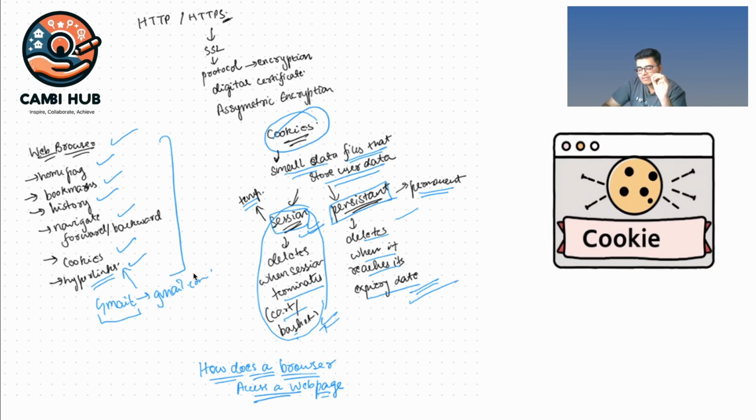Before we move on to cookies, let's focus on some of the features of a web browser. Obviously we all use web browsers: Chrome, Firefox, Safari, Microsoft Edge. All of these are examples of web browsers. What do web browsers contain? They have a home page. They have bookmarks, like the star icon at the top in Chrome, which allows you to bookmark pages. Browsers show history. There's an option to navigate backward and forward, to reload the page, to store cookies, and an option for hyperlinks.